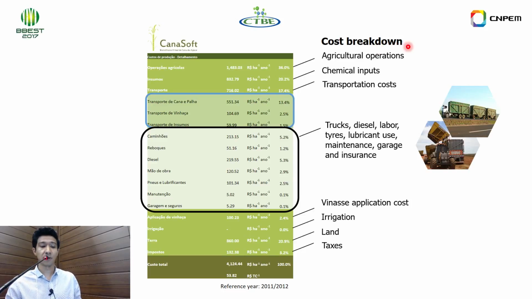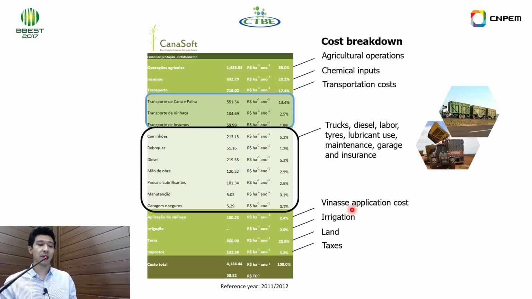We can describe, for example, costs of specific agricultural operations, the expenditures with chemical inputs, for example, expenditure with transportation costs, then a little bit more detailed analysis, for example, saying how much I spend with trucks, diesel consumption, labor, tire consumption, lubricant use, and so on.